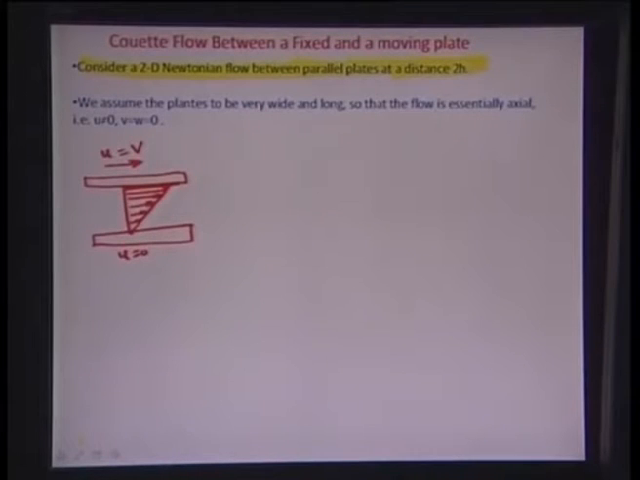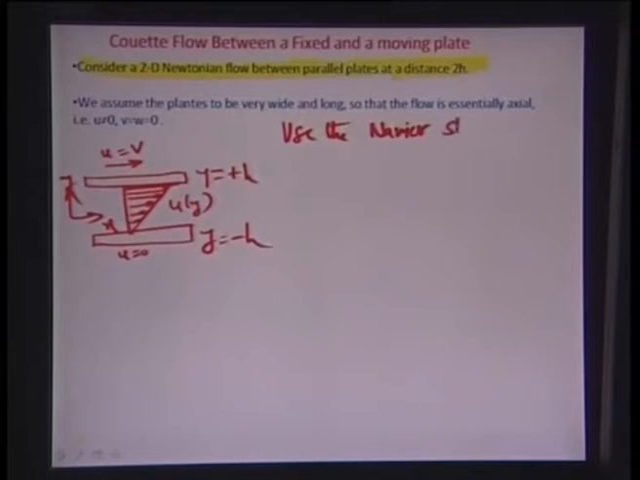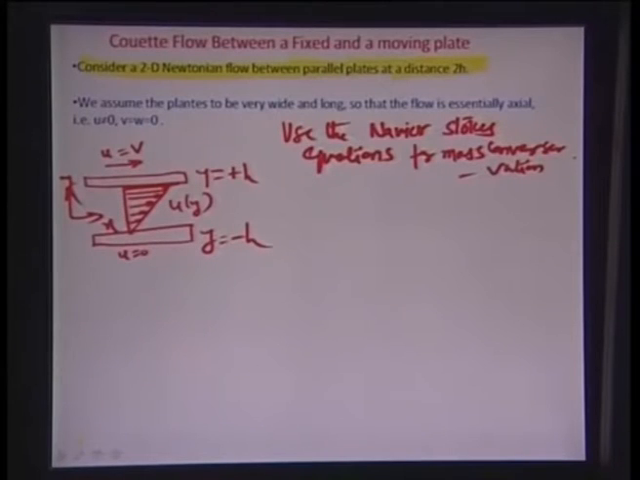So let us assume this to be u(y), as a function of y, where y varies between plus h and minus h. We place the coordinate system so that the origin is in the middle, between the plates. So this is the xy direction, and we use the Navier-Stokes equations to get an idea of the velocity profile or the velocity equation. As I told you earlier, we will be only discussing the conservation of mass and conservation of momentum equations for microfluidics.